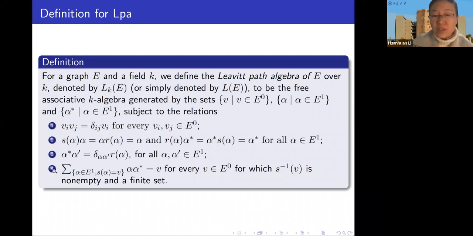And the last relation is for any vertex V in E^0 which has edges starting from it, and there are exactly only finitely many edges starting at it. We have this relation that the sum of αα* is V. Here the sum is over all these finitely many edges α starting from V.